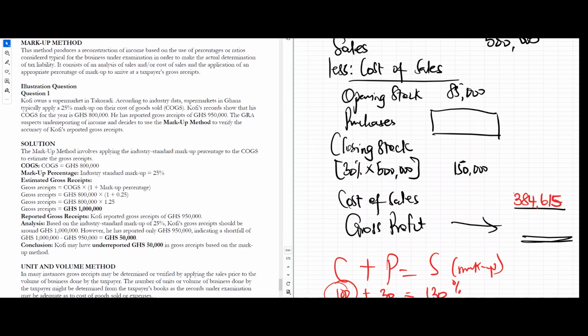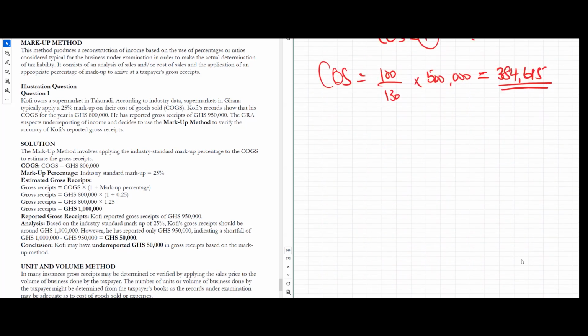Good. Now you are saying that 85,000 plus some purchases, minus 150,000 should have given us this 384,615. So you can create an equation for it and say that our opening stock plus our purchases. Do you all agree?